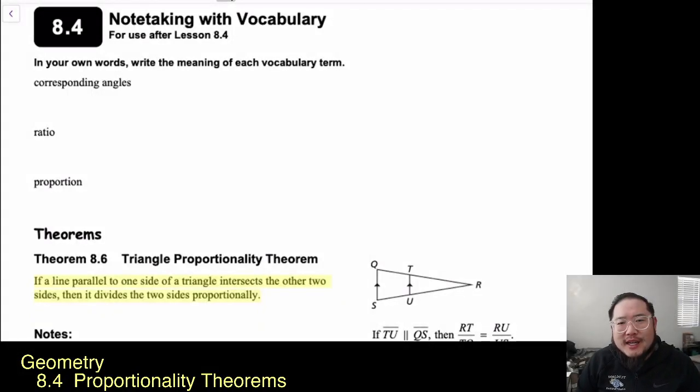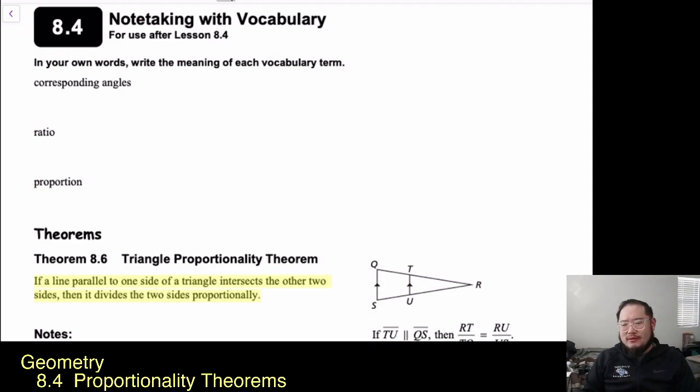All right, so we've come to the end of the chapter. We're on section 8.4, proportionality theorems. So let's get rolling right here. We have a few terms to start off with. It says, write the meaning of each vocabulary term.